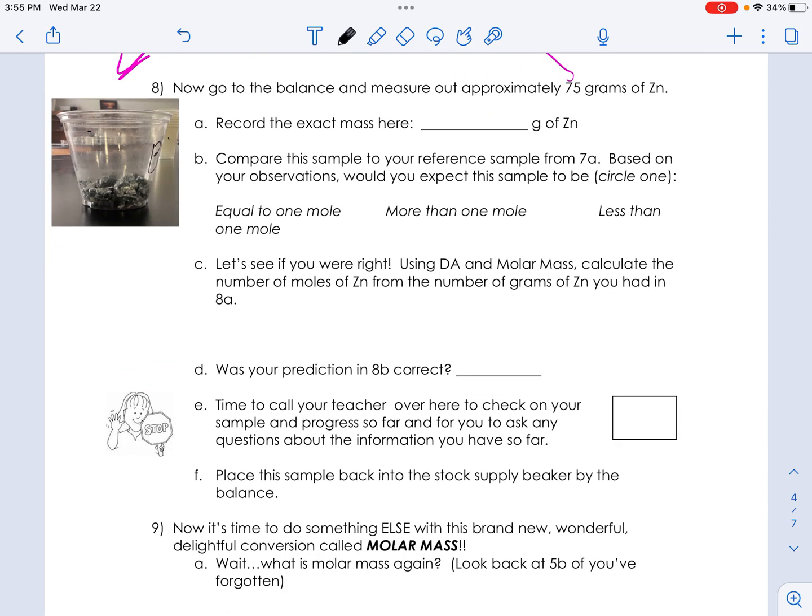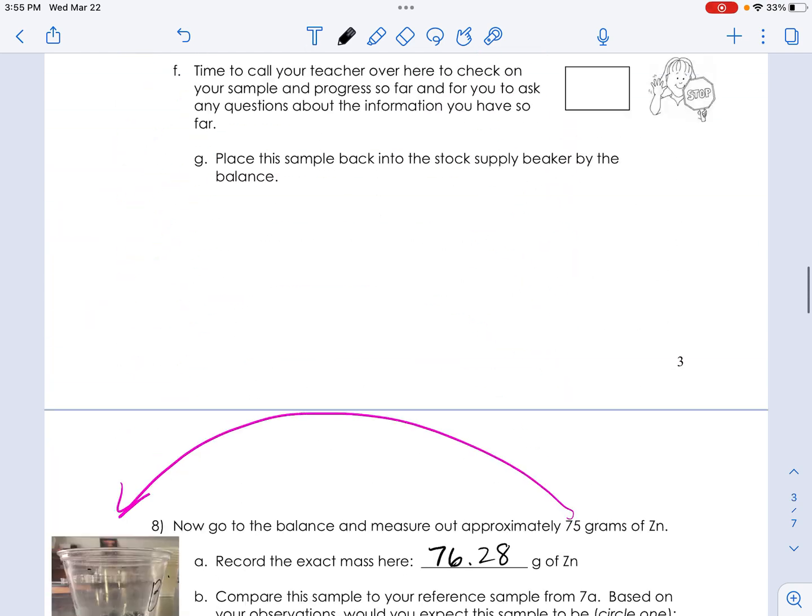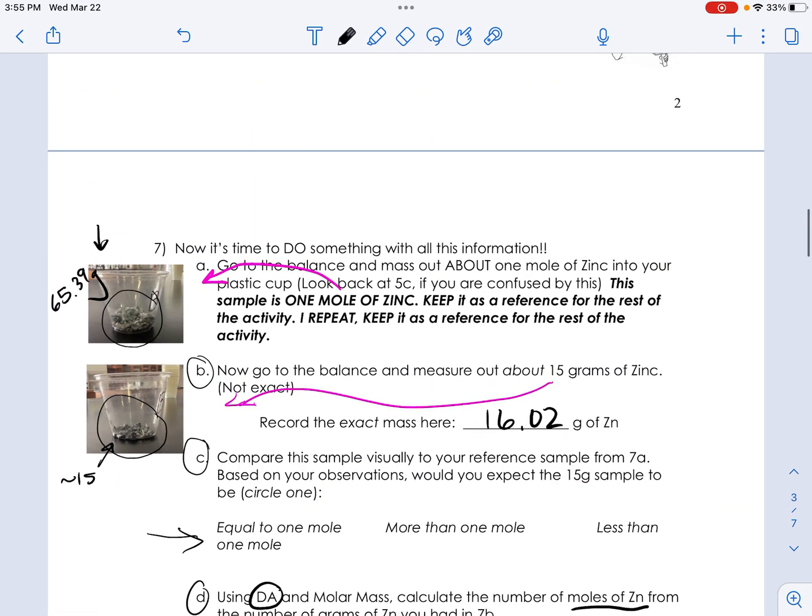Number 8 says, now go to the balance and measure out approximately 75 grams of zinc. And I have a picture here of 75 grams of zinc. It says record the exact mass here. I had a mass of 76.28 grams. So I was a little bit over on that one as well. It says compare this sample to your reference sample from 7A. Remember, this is our reference up here. Okay.